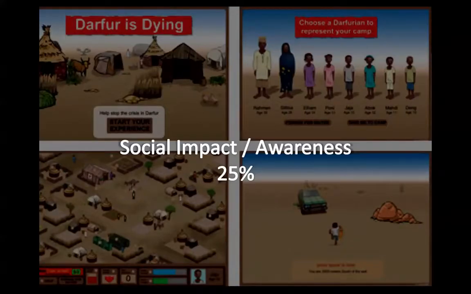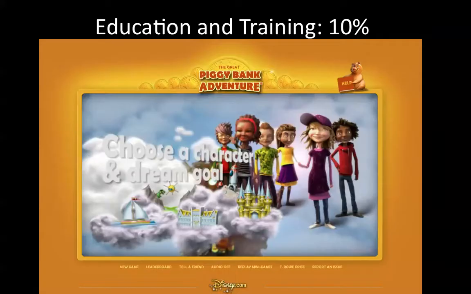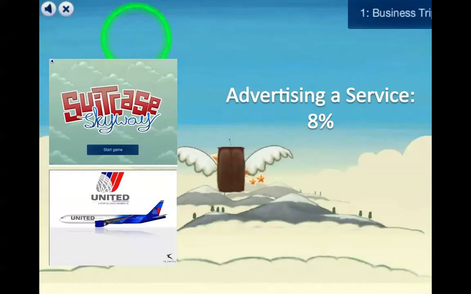25% of the games we studied were social impact games, and so Darfur is Dying is probably one of the most emblematic of that category. And then there were education and training games that represented about 10% of the games we studied. Here depicted is The Great Piggy Bank Adventure, created by Disney. And 8% advertised a service. So in this case, Suitcase Skyway is a game to promote United Airlines' ability to have you ship your luggage.